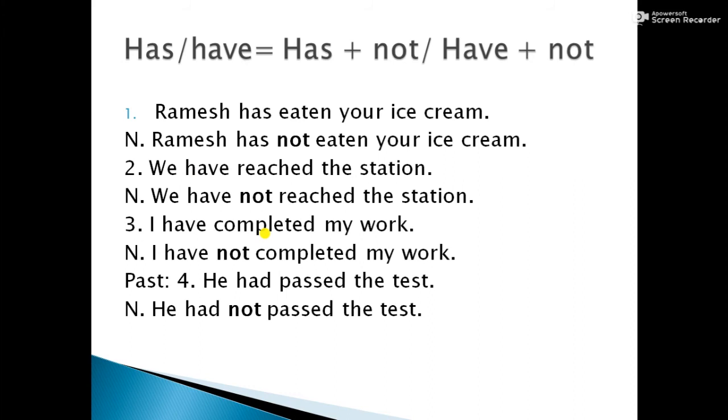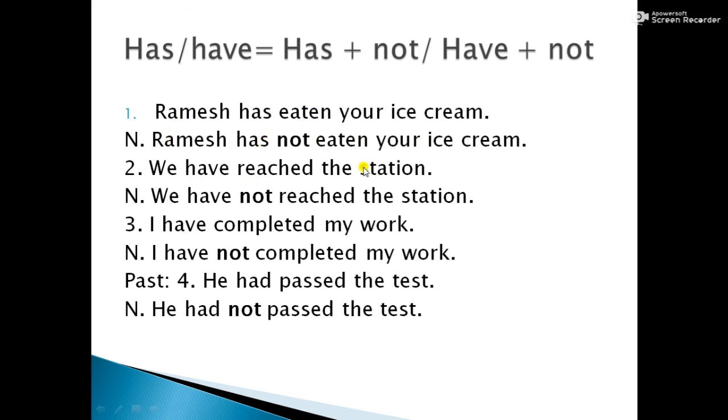Now when helping verbs are has and have, obviously it is not difficult, the rule is the same as it applies to all other helping verbs. So in the case of has or have, you will turn it into negative by has plus not or have plus not. Very simple formula. Ramesh has eaten your ice cream. Ramesh has not eaten your ice cream. Not has been added after has but before the main verb eaten.